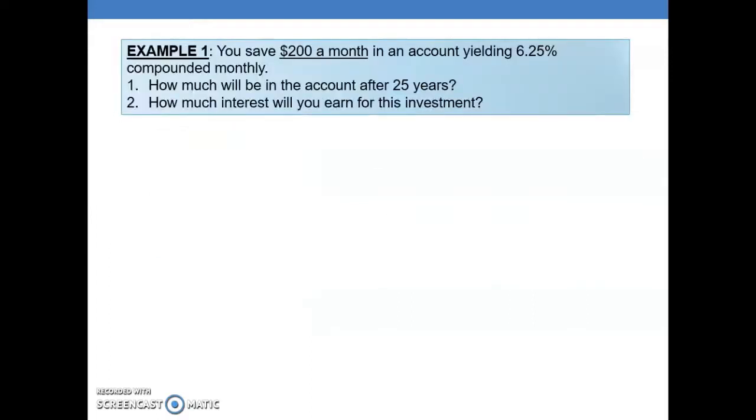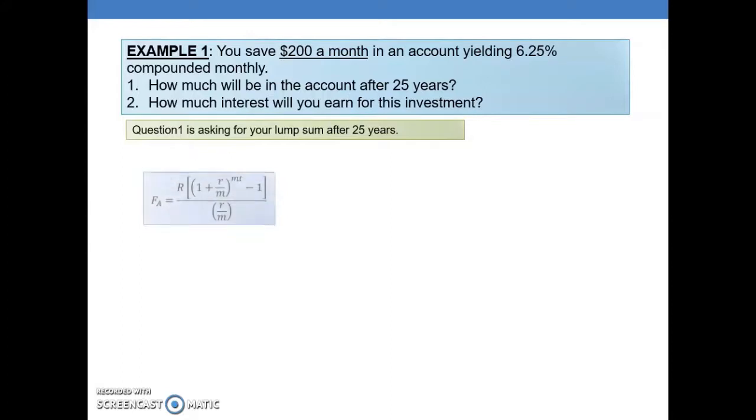All right, so now let's have an example. You save $200 a month in an account yielding 6.25% compounded monthly. In question number 1, how much will be in the account after 25 years? So I hope it's very clear that we're talking about a future lump sum. In other words, how much money or how much lump sum will you receive after 25 years? So this is a future value annuity.